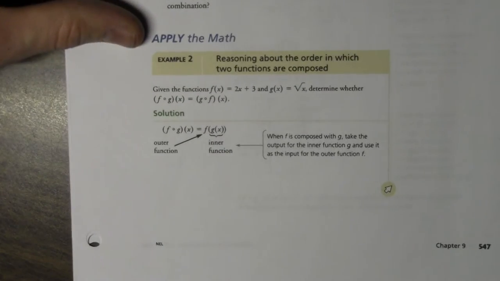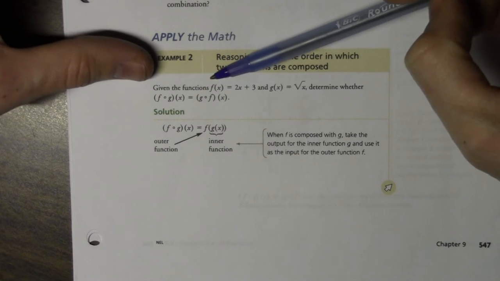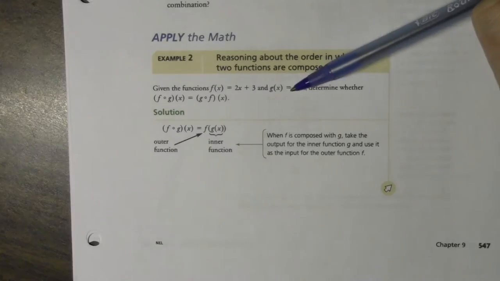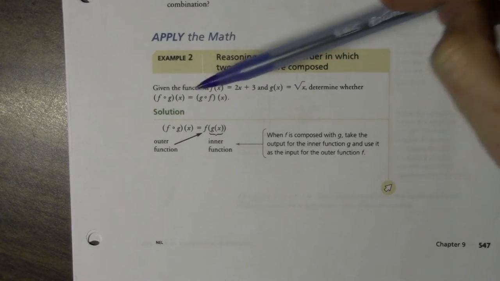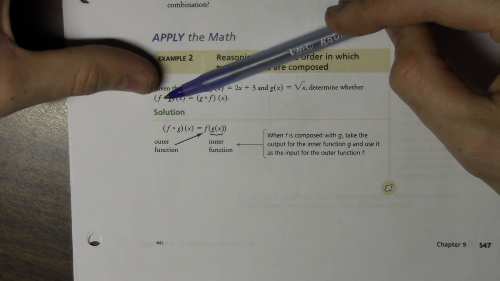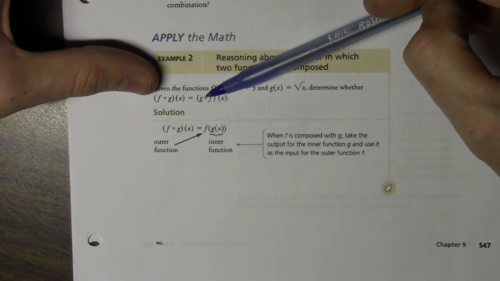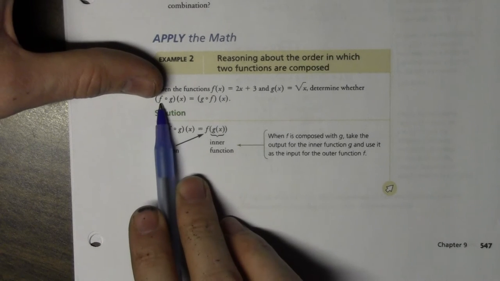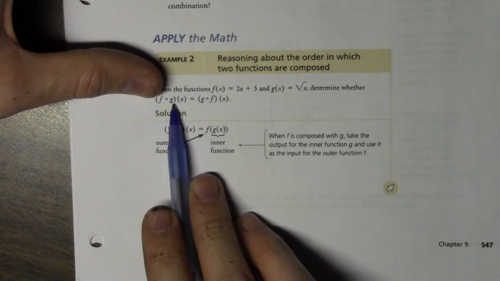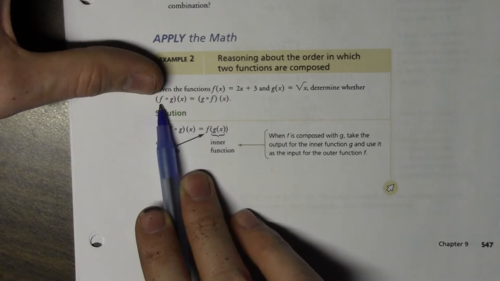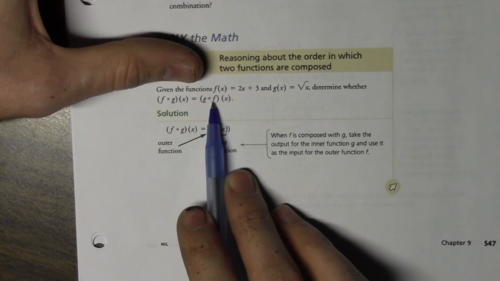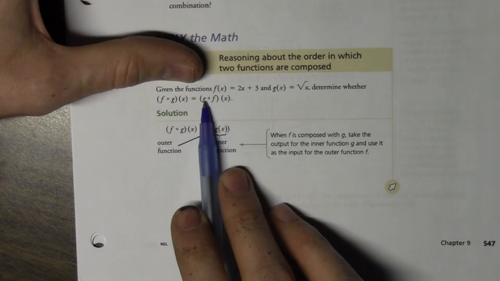Example 2. So given the function f at x is equal to 2x plus 3, and g at x is equal to root x, determine whether f composed of g is equal to g composed of f at x. Okay? So in other words, what we're asking is if I substitute the y values of g in my f at x function, is it going to be equal to if I substitute the y values of the f at x function into my g at x function?